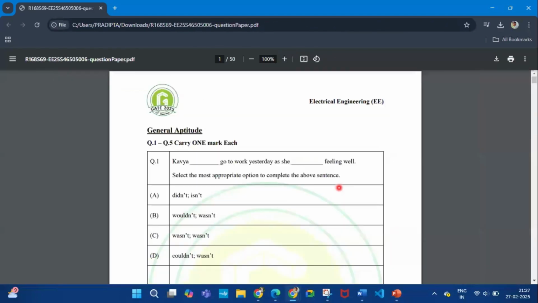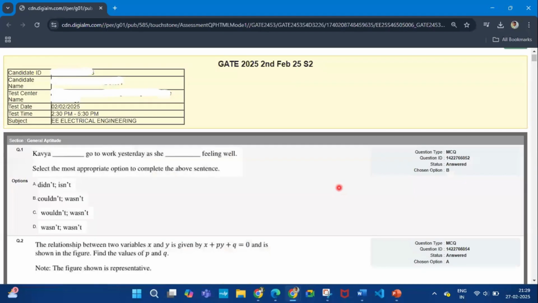You can think that the master key is the original question paper. You got one set in your GATE exam, so the questions are shuffled and also the options are shuffled. In my question paper, this is the first question, so I chose the option B.